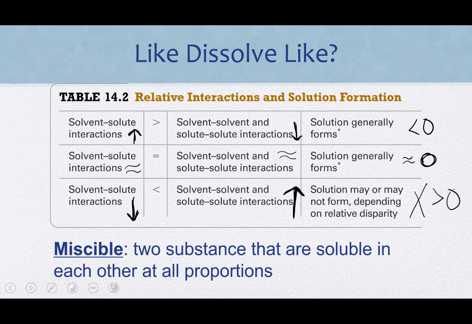And then the formal word that we use here is if two substances are soluble at all proportions, we say they're miscible. So that would be a case where if this number was really, really big and this number was teeny tiny, it doesn't matter how much we put in, it will always dissolve. That's what we say would be miscible.